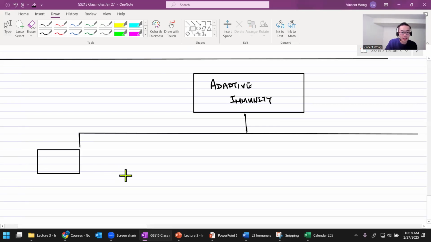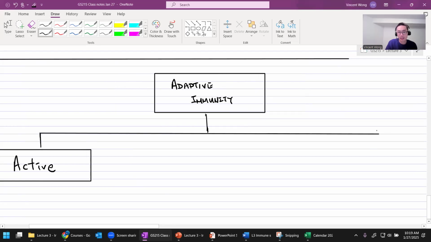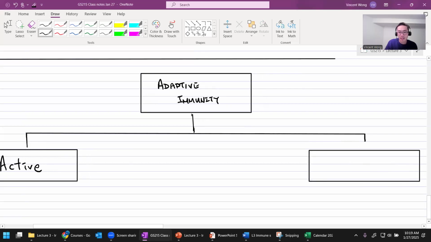And so there are two ways to trigger it. You can trigger it with active, we call it active adaptive immunity. You know what? I'm just going to put the word active. Active. And I'm sure you know the opposite of active is passive.